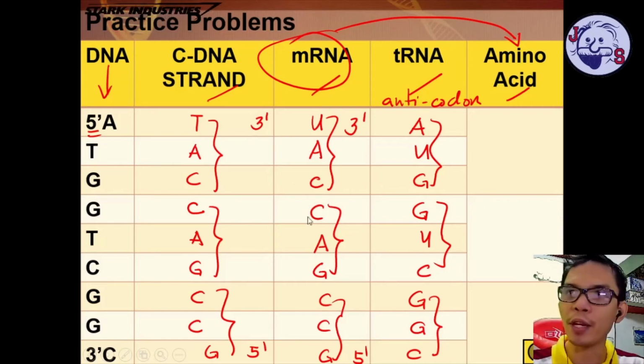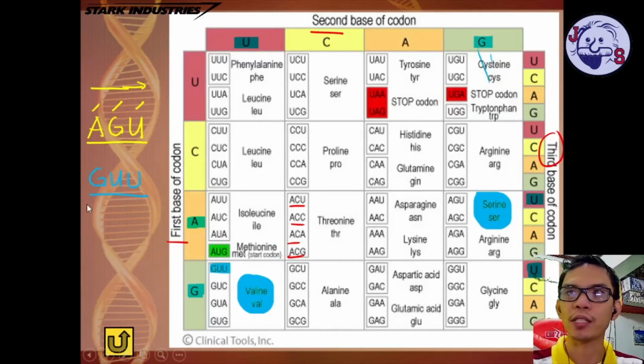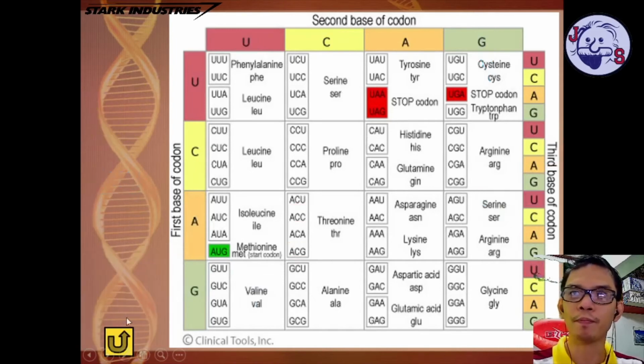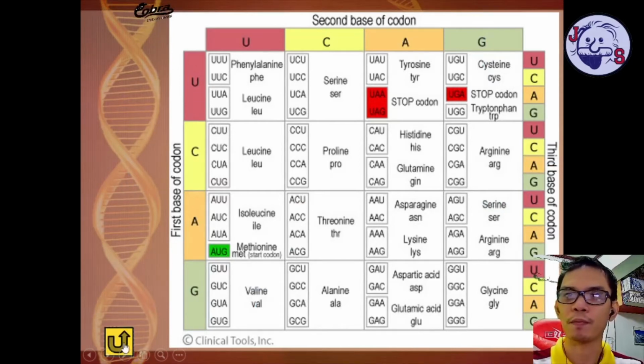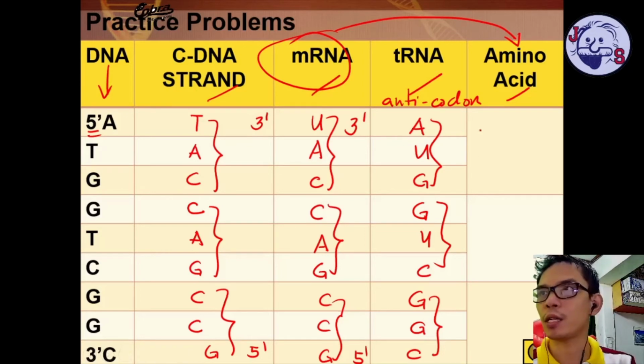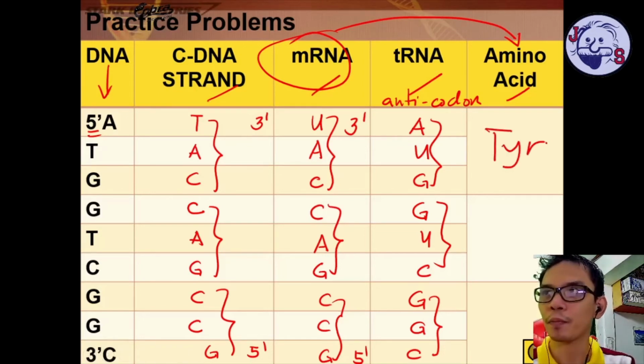So we have here the UAC. Let's take a look at this codon chart. Where is the UAC here? UAC. Alright, so that is tyrosine.